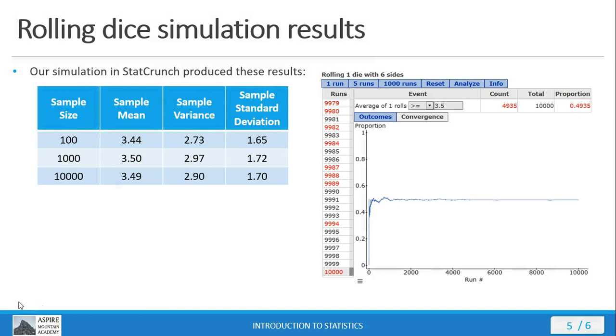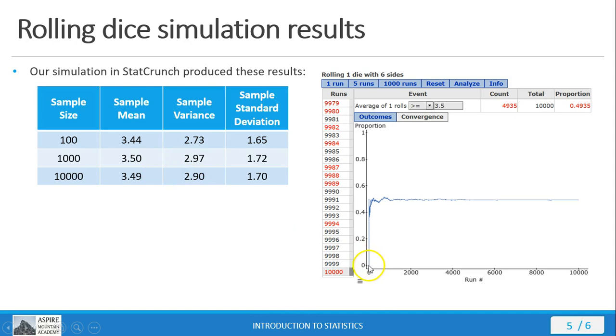Well, here's the results from the simulation when you run it. This is a results window that you get out of StatCrunch when you actually run and do the simulation. Now, look up here to where we've got our table filled out. So notice the sample mean actually came up to 3.5 right here with 1,000 rolls. By the time you get to 10,000, the sample mean is just a little bit lower. And we expect to see that. There's going to be some oscillation.